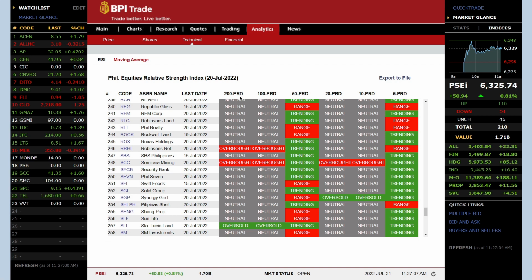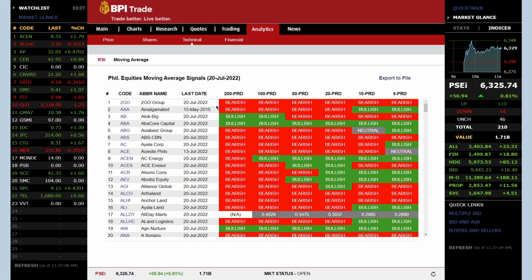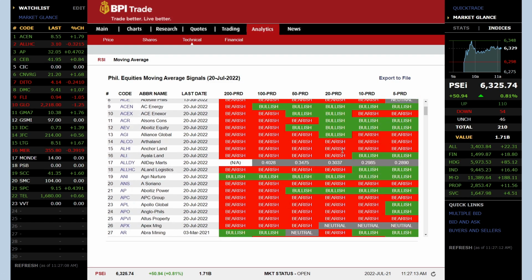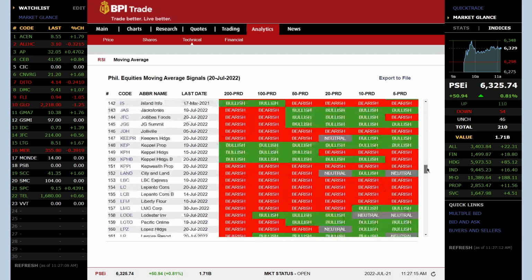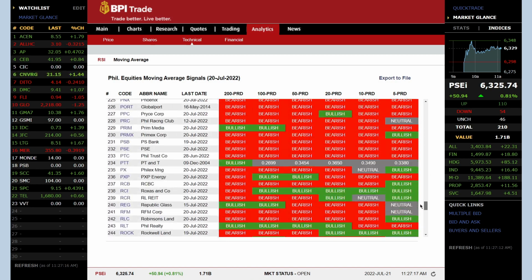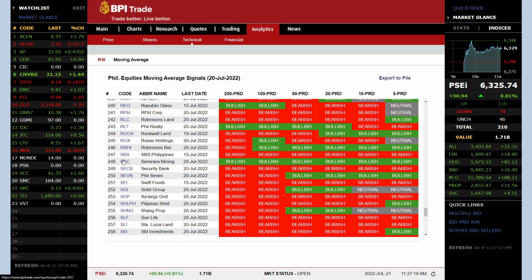And then we have the moving average. Yan, kita nyo dito. Bearish ba, bullish, neutral, and all that. Again, tingnan natin yung SCC. SCC, Semirara. Yan, bullish lahat. Even though, well, ganoon naman talaga kasi it's nearing the all-time high again. Kasi 50 pesos yung all-time high ng Semirara. So, yan, puro bullish siya.